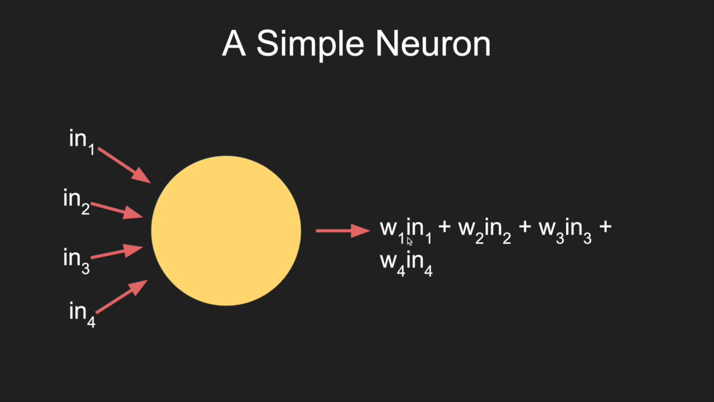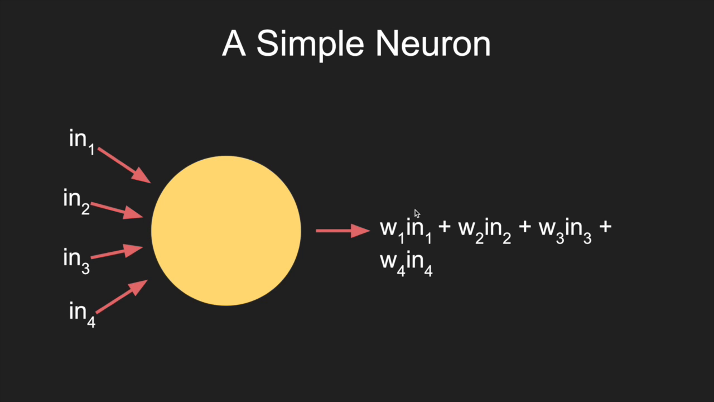So let's say W1 was 0. Well, then the output of the neuron would not depend on this input at all, right? Because we're multiplying in1 by W1. So if the first weight is 0, then the first input is always multiplied by 0, so it has no influence on the output. But if W1 were, say, 1,000, then changing in1 by even a little bit would change the output drastically because it's multiplied by this large weight. In that case, it would be 1,000.